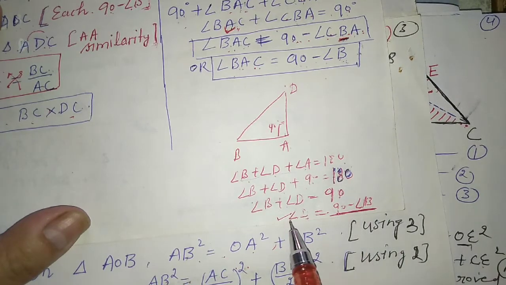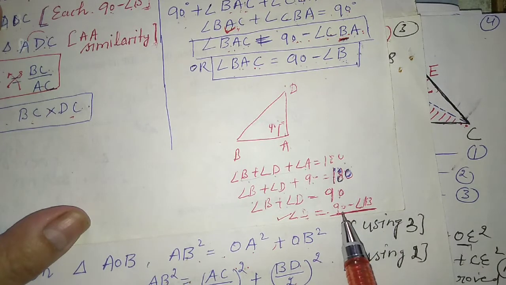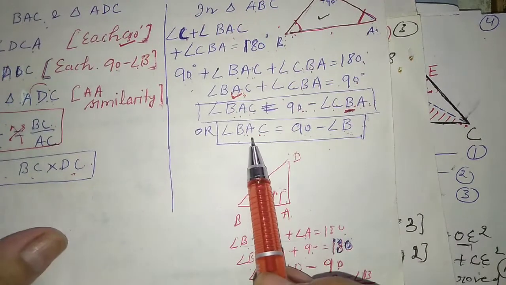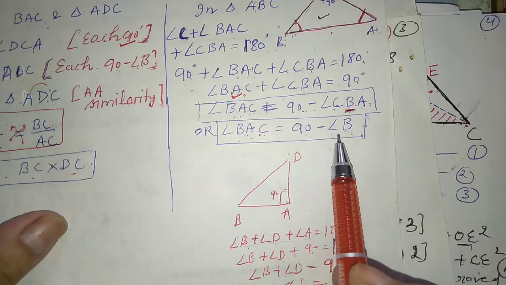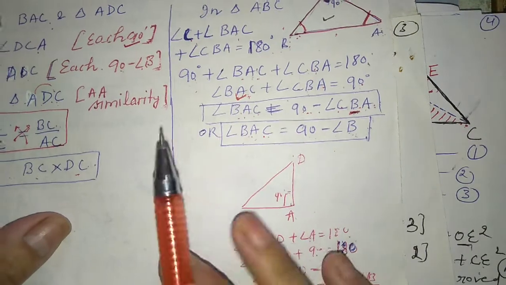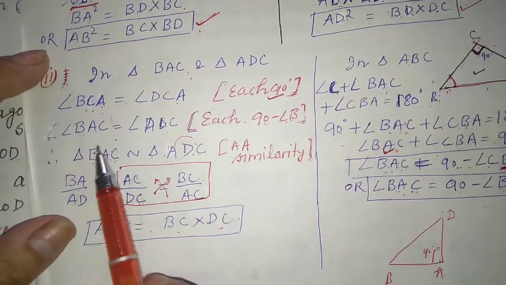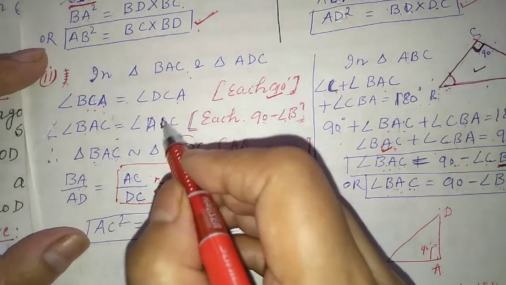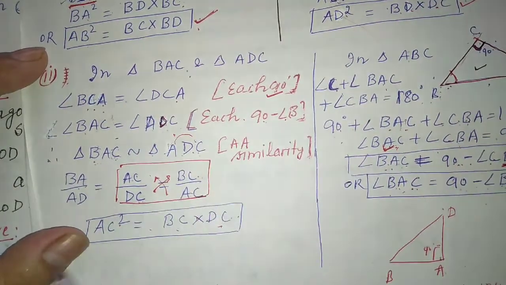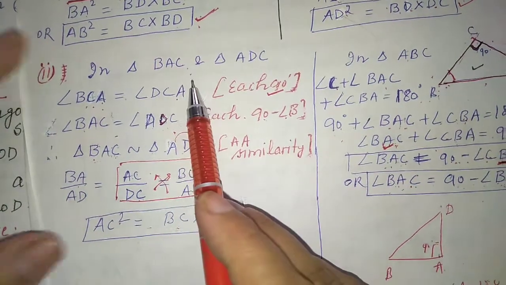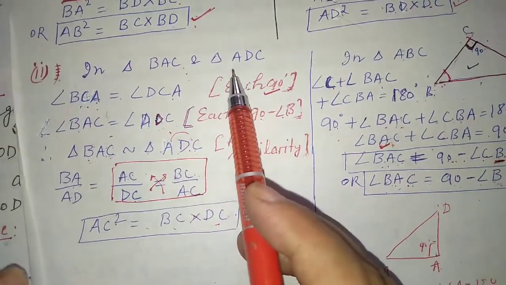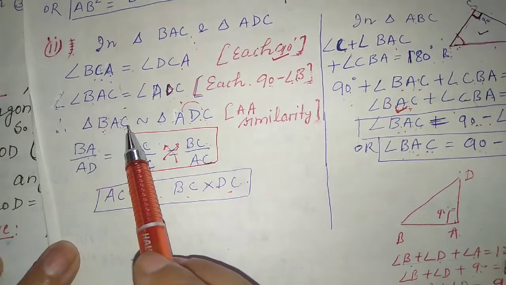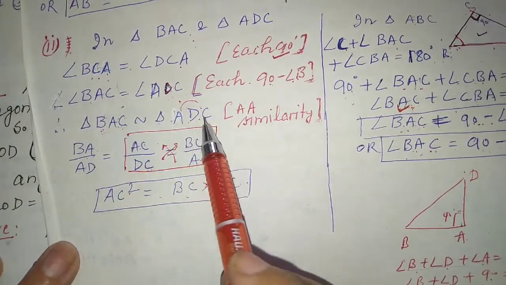So the value of D is also in terms of B, that is 90 minus B, and angle BAC is also in terms of B, that is 90 minus angle B. So here we have written angle BAC is equal to angle ADC, each 90. So both the triangles that we have taken are similar. So we can write triangle BAC is similar to triangle ADC.